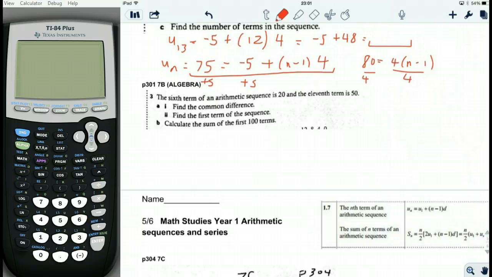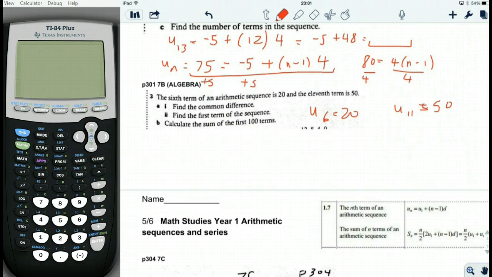The 6th term of an arithmetic sequence is 20, and the 11th term is 50. Find the common difference. Okay, so the 6th term is equal to 20, and the 11th term is equal to 50. What's the common difference between these two? Well, that's not so easy, right? There's 5 terms in between U6 and U11. It's kind of hard to figure that out. It's going to be about 5 or 6, right? But we don't know for sure.